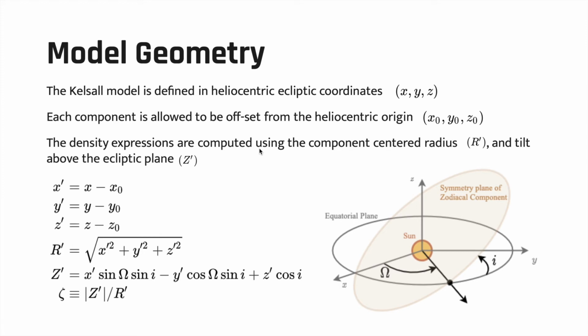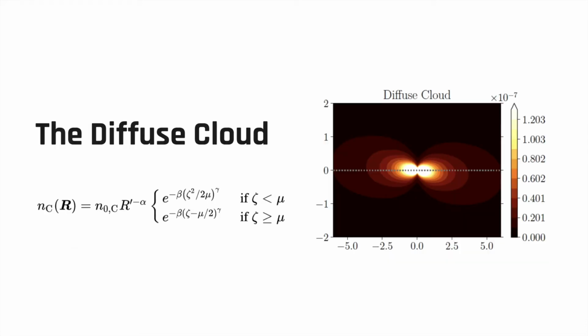R prime and Z prime denote the distance to some point in three-dimensional space and the height above or below the ecliptic plane at that point, respectively. The R prime and Z prime coordinates are therefore all that is needed to get the density of a symmetric component. The first and largest zodiacal component is the diffuse cloud. This is a massive cloud of dust grains that encapsulates the solar system. Its density is given by this expression.